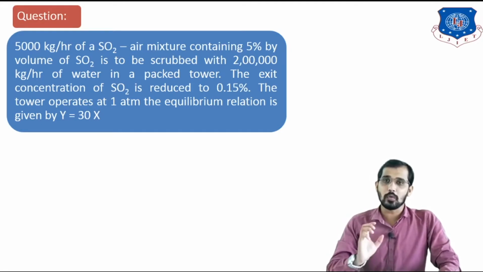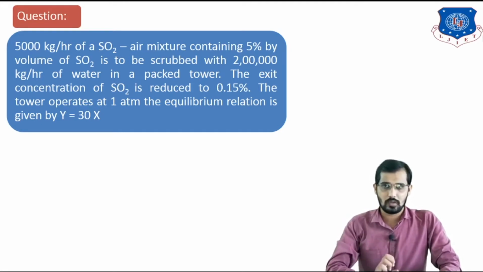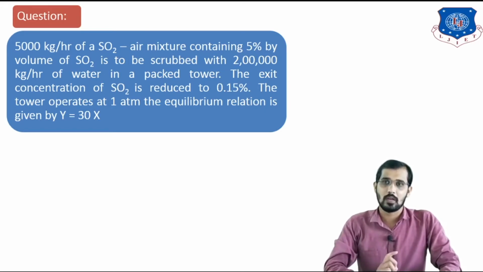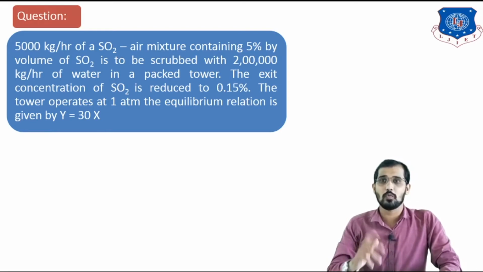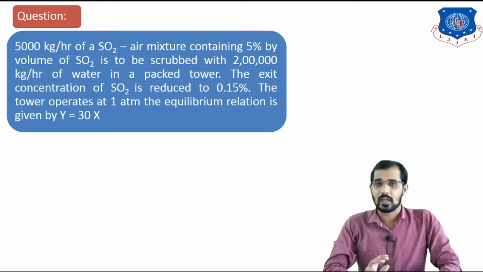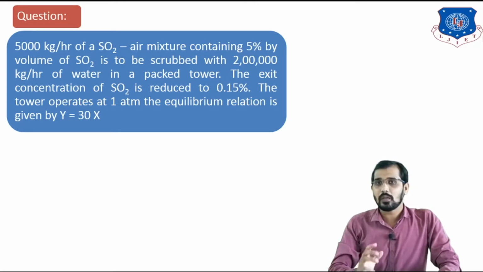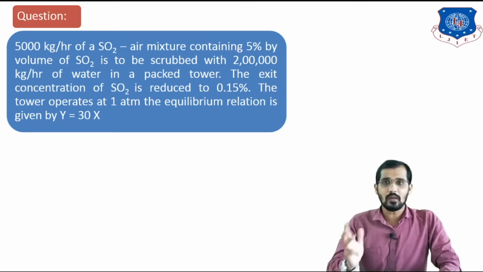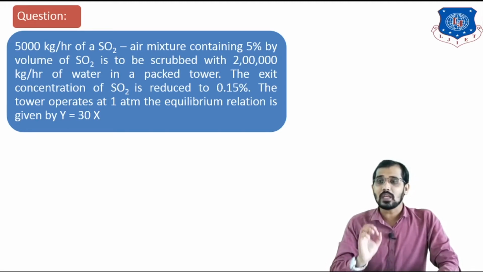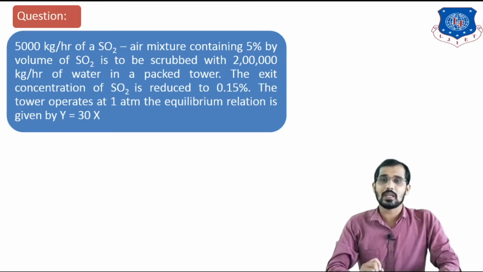Here we are going to remove SO2 from the SO2 air mixture by using water, and this is nothing but the scrubbing phenomenon, or I can say absorption phenomenon. The flow rate for water is given, that is 2 lakh kilogram per hour, and this phenomenon is happening in the packed tower, not a tray column. A packed tower is different from the tray column, where we are using various packings, for example random packing, regular packing. You can see here the exit concentration of SO2 is reduced to 0.15% in the gaseous stream.